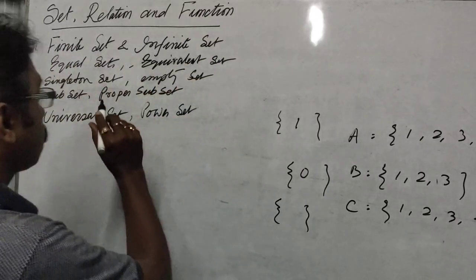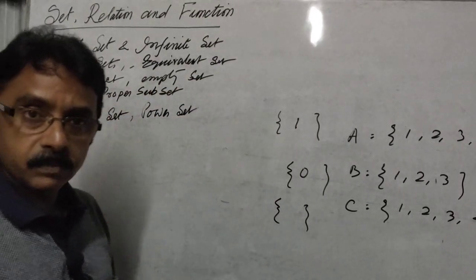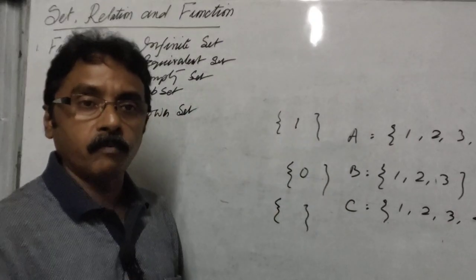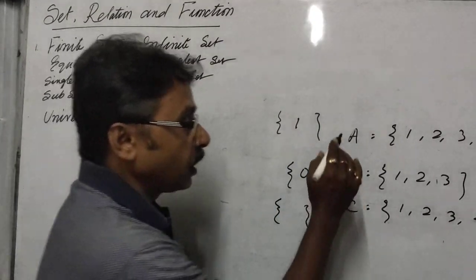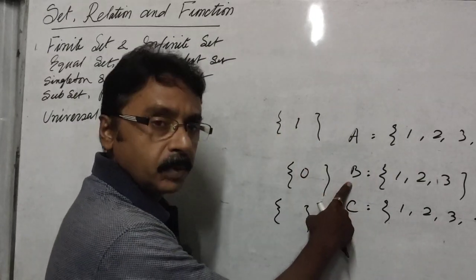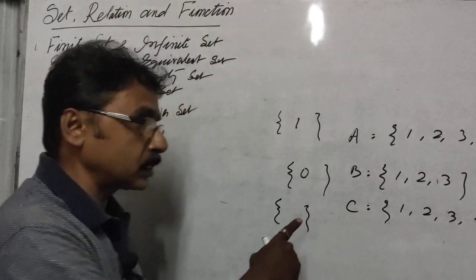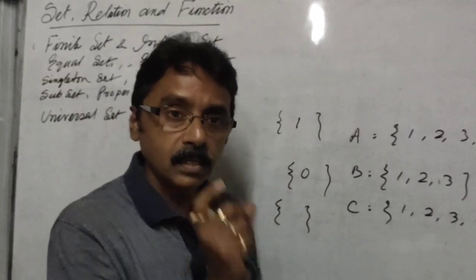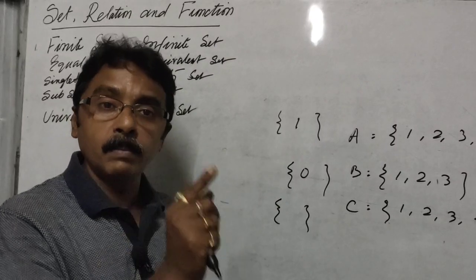Now, what is a proper subset? B is said to be a proper subset of A. Why? Because A contains at least one element more than B. So subset means the sets may be equal, but proper subset means at least one extra element should be there.